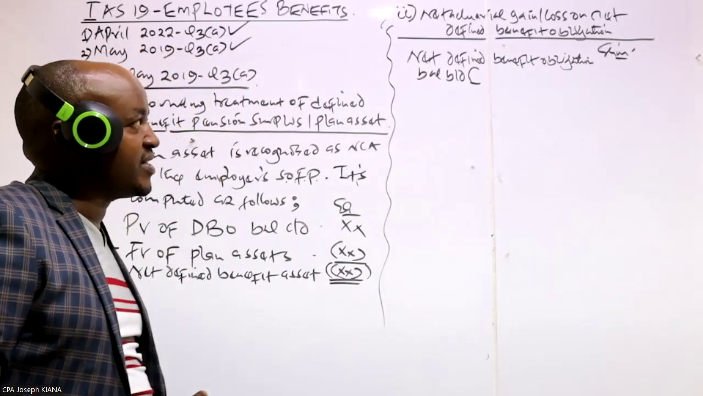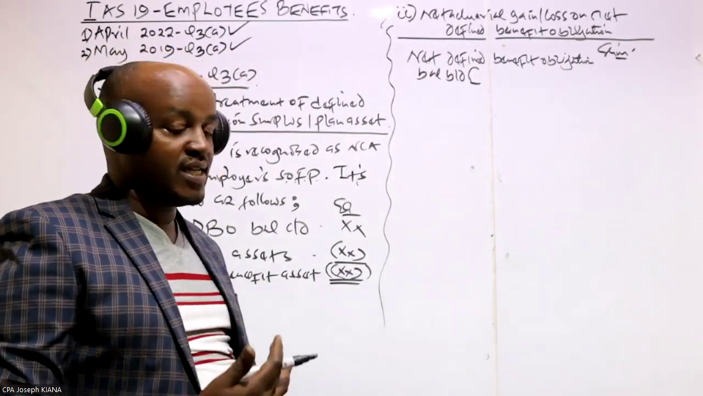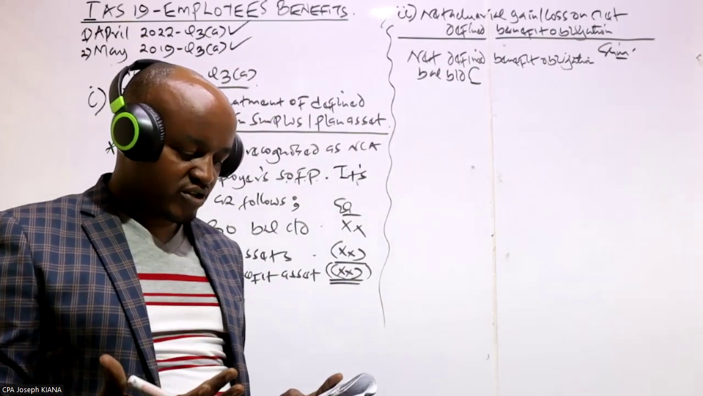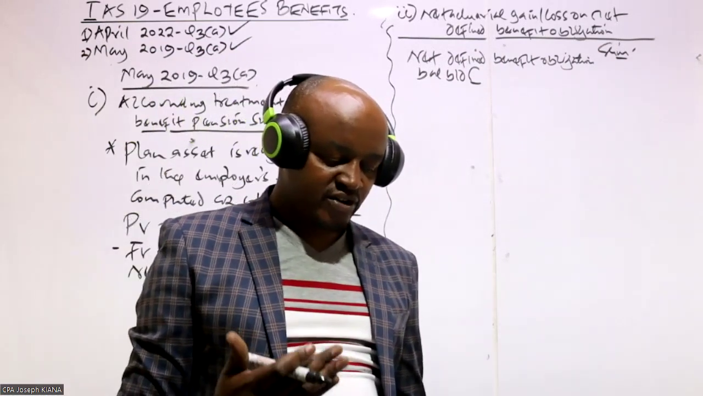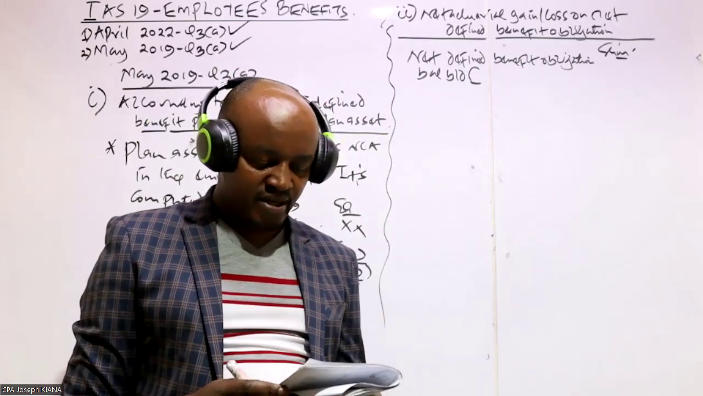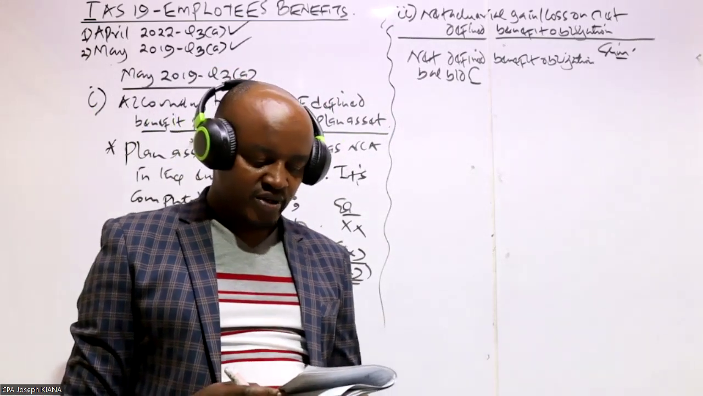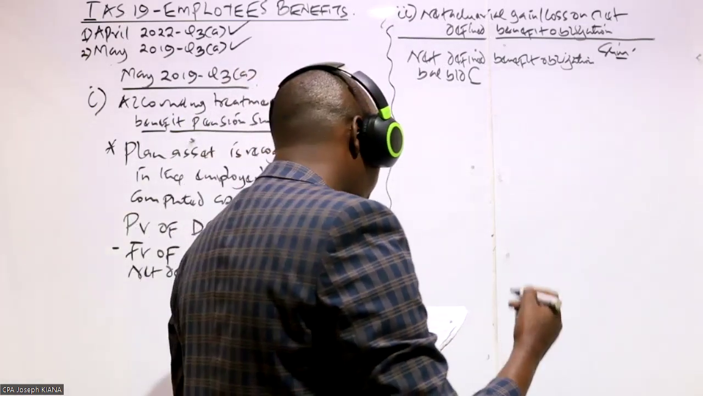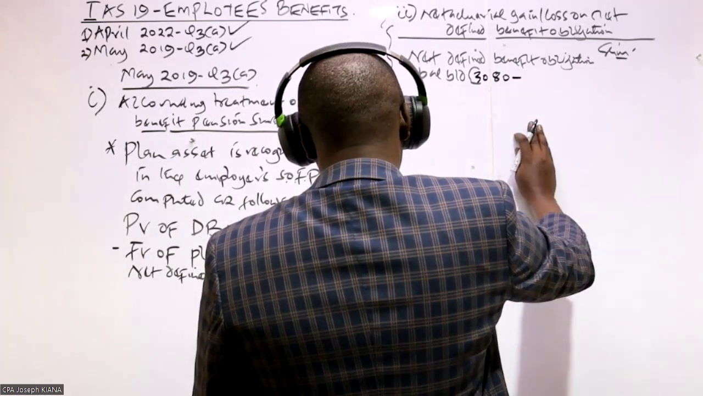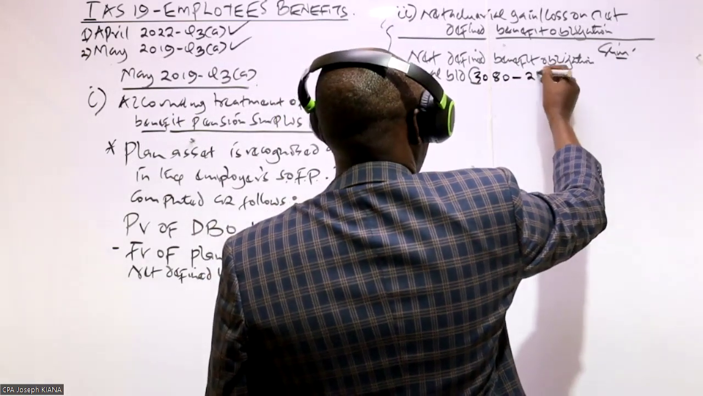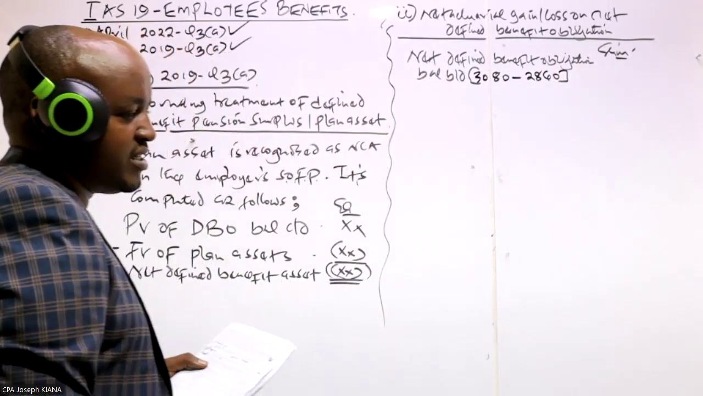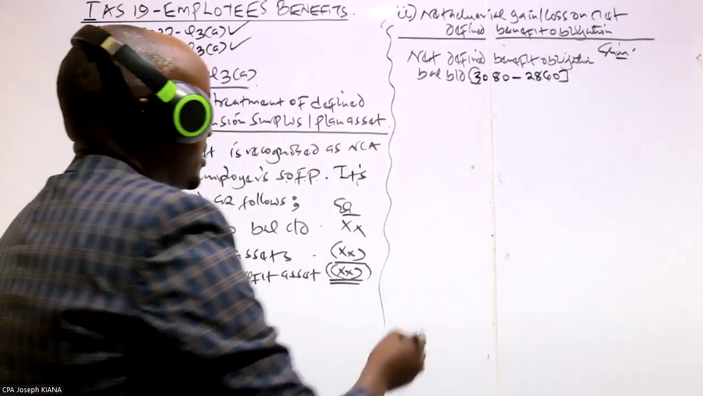But remember in our previous session, we said that this one is computed by taking the present value of the defined benefit obligation at the start of the year minus the fair value of the plan asset as at the start of the year. And this is something we are given in paragraph 1. We are told the present value of the future benefit obligation was 3080. So to this, we less the fair value of the plan asset at the start of the year, which is 2860. That will give us the net defined benefit obligation as at the start of the year.